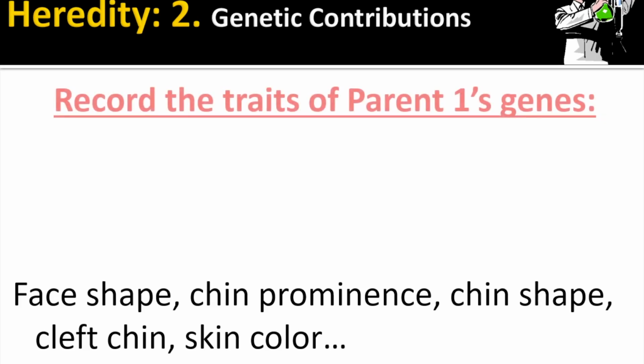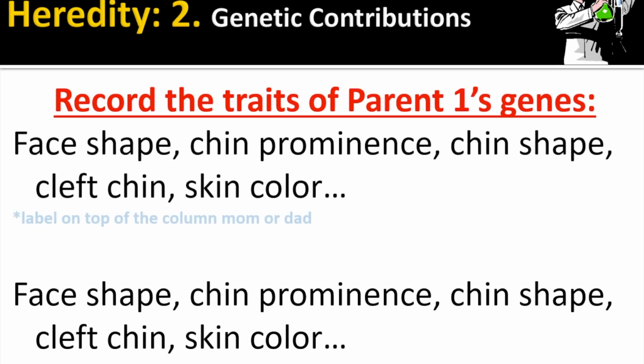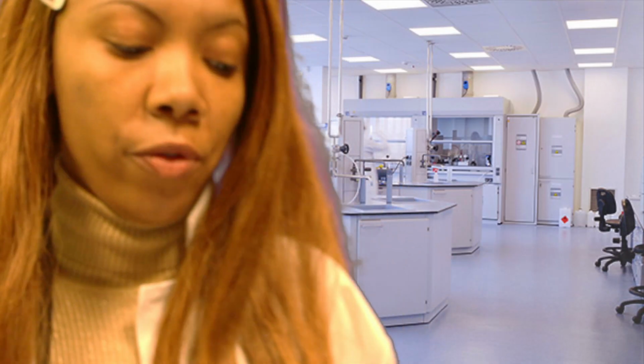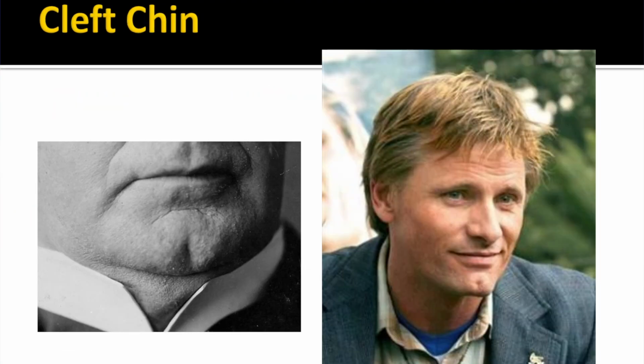each one as so. So just go through marking face shape, chin prominence, chin shape, cleft chin, skin color. You're going to notice quite a few different things. A round face shape is dominant, where a square face shape is actually recessive. Chin, a very prominent chin is dominant. Let's see the shape of the chin. If it's like a rounded chin, that's dominant versus a square chin. Cleft chin is, if that's present, that's dominant versus when it's not present, is a recessive gene.